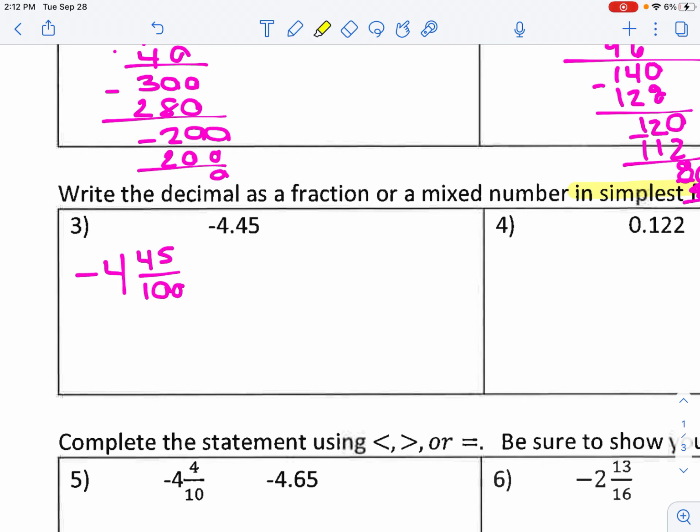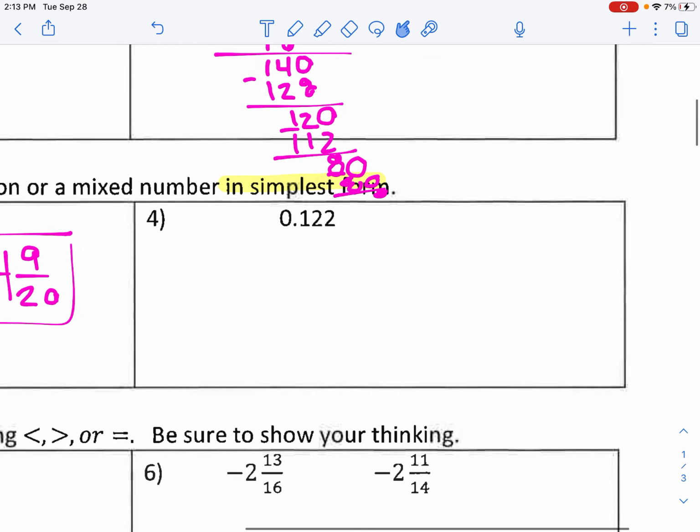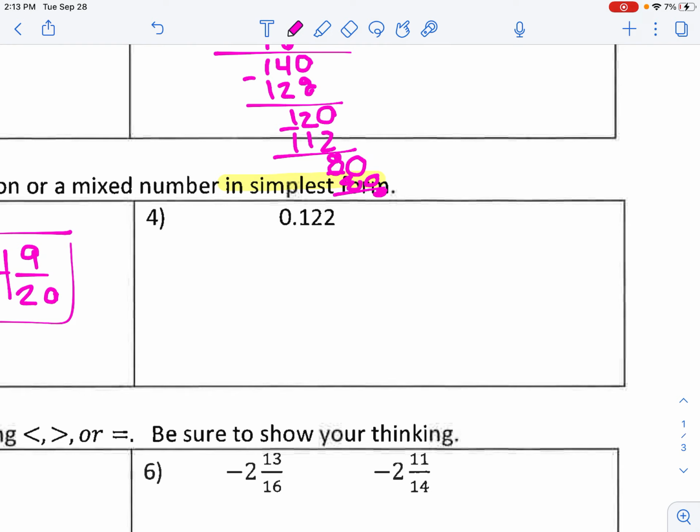But we know that numbers ending with 5s and 0s are divisible by 5. So if I divide my numerator and my denominator by 5, I'm going to get -4 and 9/20. Remember, if the decimal was negative, your answer as a mixed number also has to be negative. So number 4 is read 122 thousandths. So this is how we write 122 thousandths as a fraction.